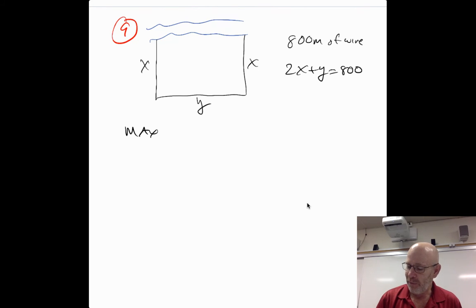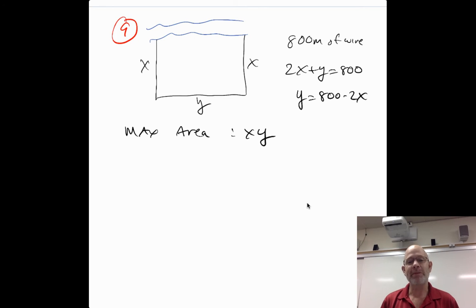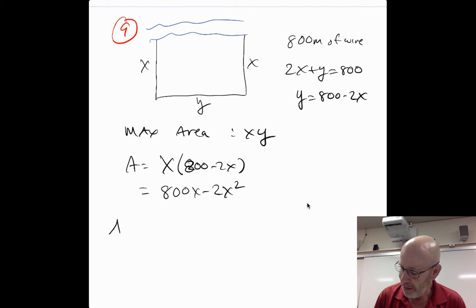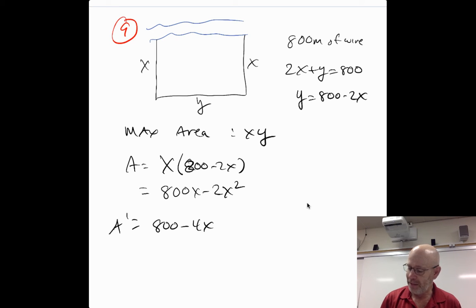Pretty straightforward here. We're trying to maximize the area, which is just x times y. So y is 800 minus 2x. This is what we're trying to maximize, area times my y, which is 800 minus 2x. I'm going to distribute that. I get 800x minus 2x squared. Take the derivative. 800 minus 4x, set that equal to 0. 4x equals 800. X equals 200.